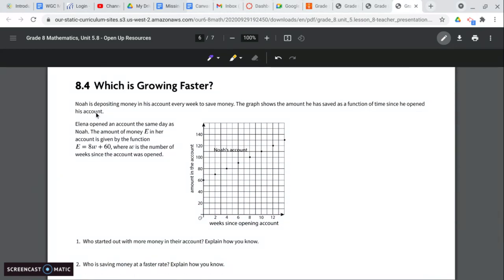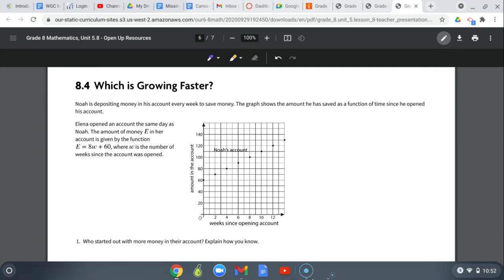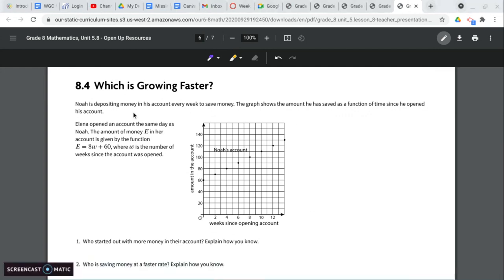All right, which is growing faster? Noah is depositing money in his account every week to save money. The graph shows the amount he has saved as a function of time since he opened his account. Elena opened an account the same day as Noah. The amount of money E in her account is given by the function E equals 8W plus 60, where W is the number of weeks since the account was opened. So who started out with more money in their account?